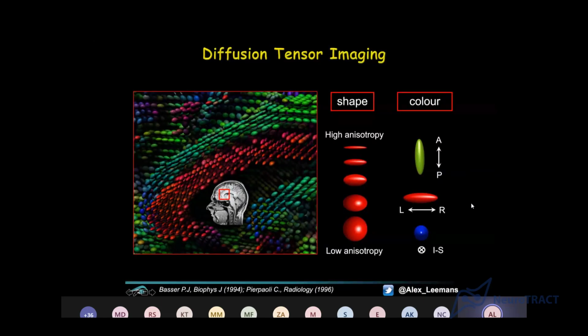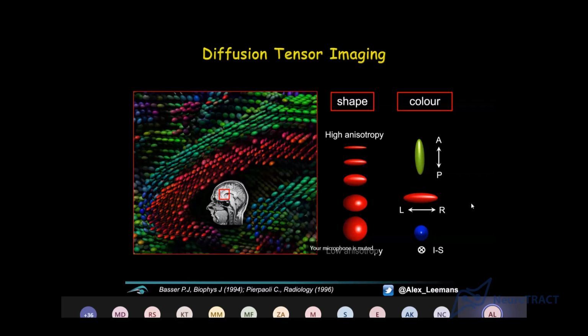Okay? And so everything which is pointing in the left-right orientation is given a red color. Everything going front to back is given the green color, and everything going up-down is given a blue color. And this is because the orientations would be 1, 0, 0, 0, 1, 0, and 0, 0, 1. These are the normal vectors in those orientations.